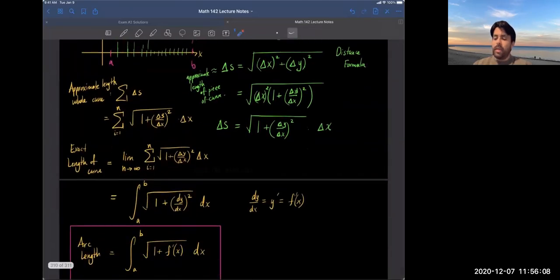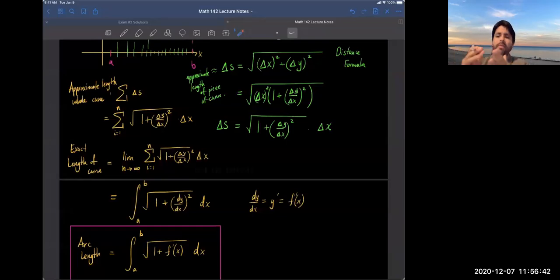Using the distance formula to approximate curves through secant lines. For each interval, I have a secant line. The more partitions that I make, the smaller those secant lines become. And at infinity, as you take the limit, the sum of those infinitesimally small secant lines is the actual length of the curve, which is, I think, beautiful if you think about it.